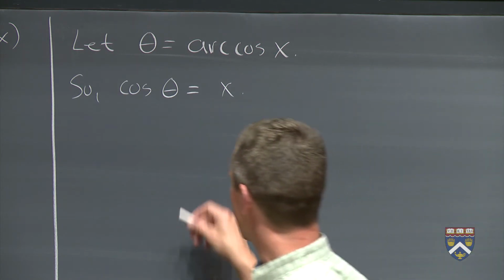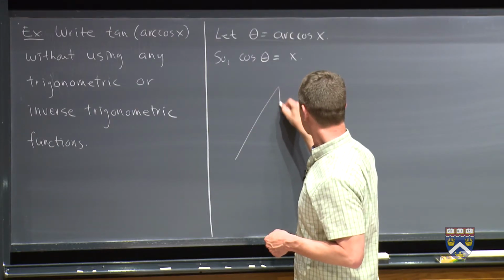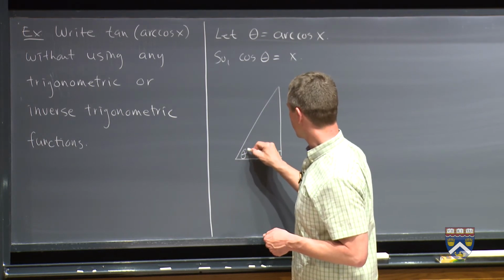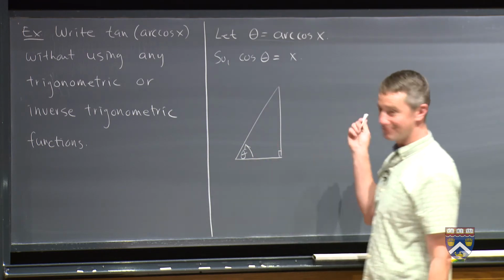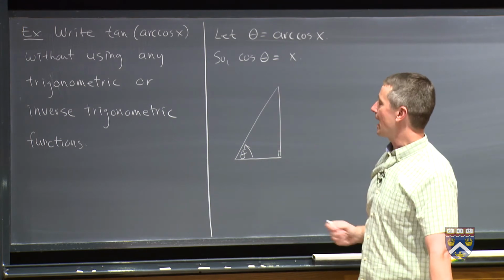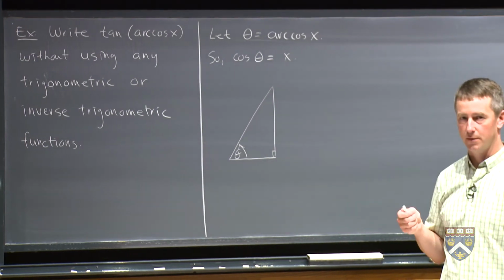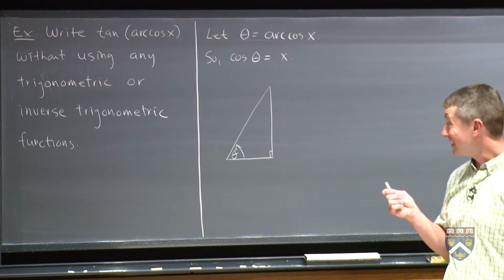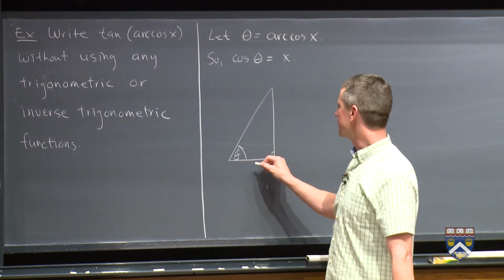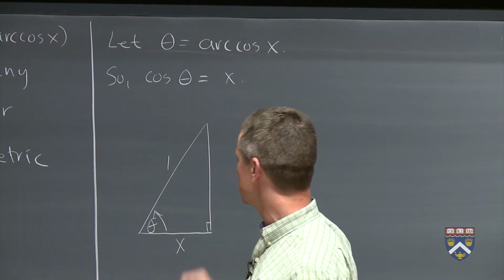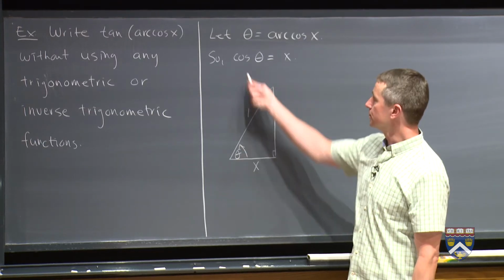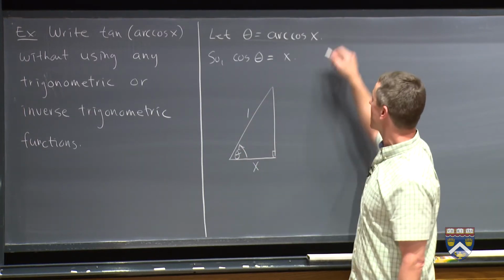Let's see if we can draw such an angle on a triangle. So I'll make this angle theta down here. It doesn't matter which one you pick, just, of course, don't pick the right angle. You could pick this one or this one. I want the cosine of this angle to be x. Cosine on a triangle is what over what? It is adjacent over hypotenuse. So I want adjacent over hypotenuse to equal x. The easiest way to make that happen would be to call this x and this one 1. So now we have created an angle whose cosine is x, meaning this angle is arc cosine of x.